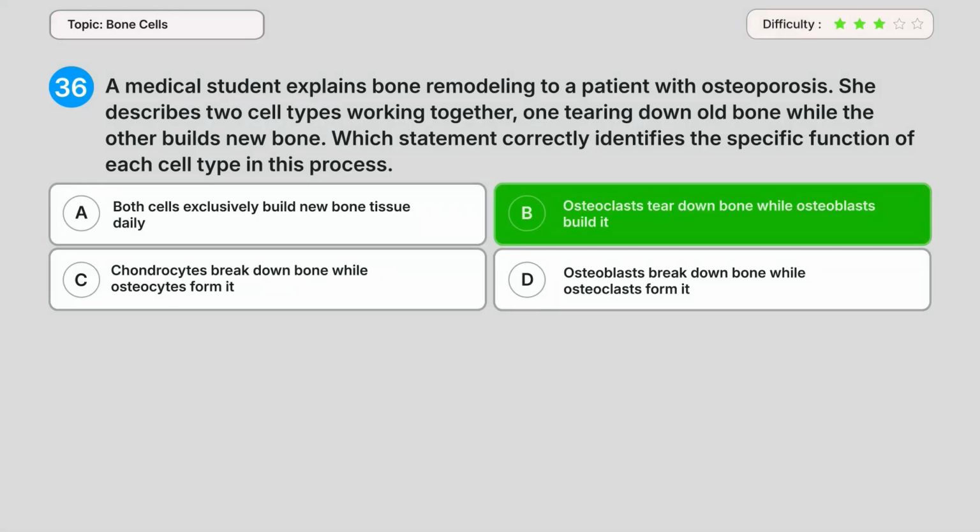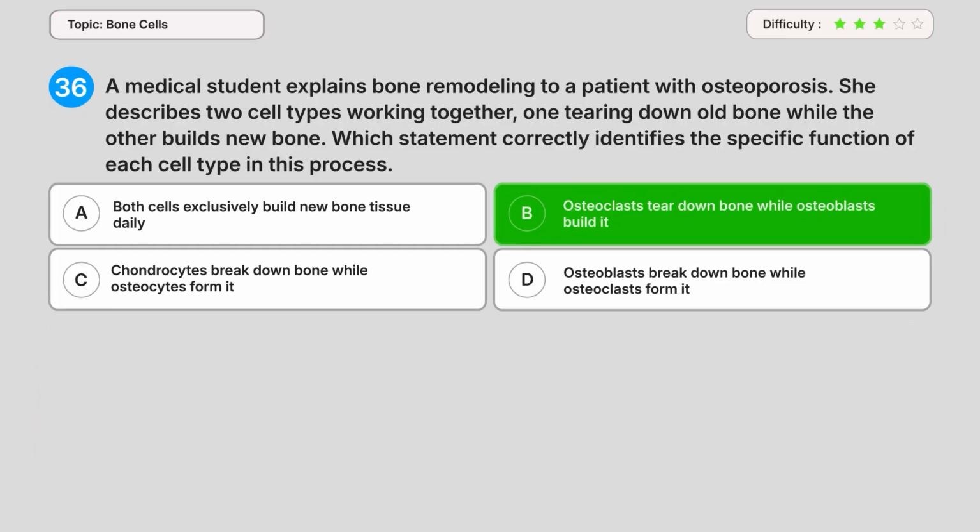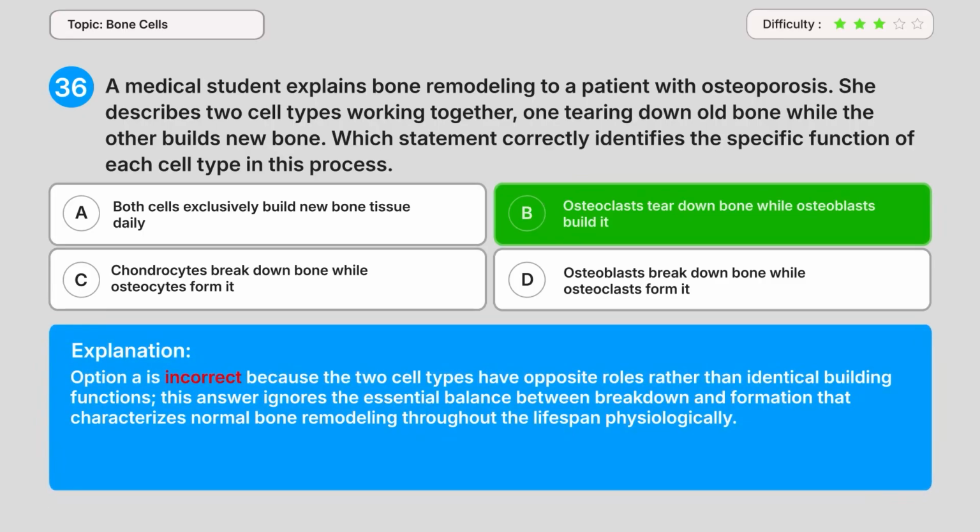Correct answer, B. Osteoclasts tear down bone while osteoblasts build it. Osteoclasts function as the demolition team, breaking down old bone and releasing calcium into the bloodstream. Osteoblasts act as the construction team, secreting osteoid matrix and mineralizing it with calcium and phosphate to build new bone tissue. Option A is incorrect, because the two cell types have opposite roles, rather than identical building functions.